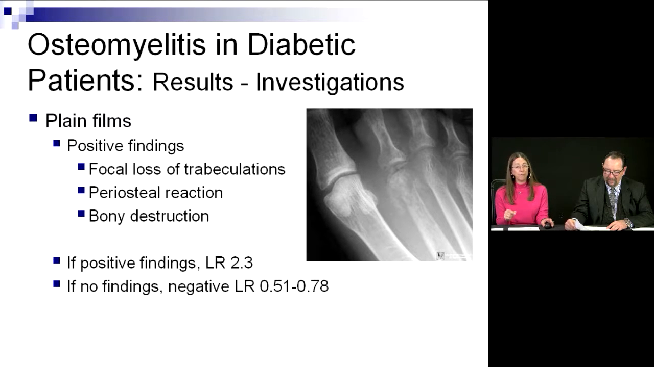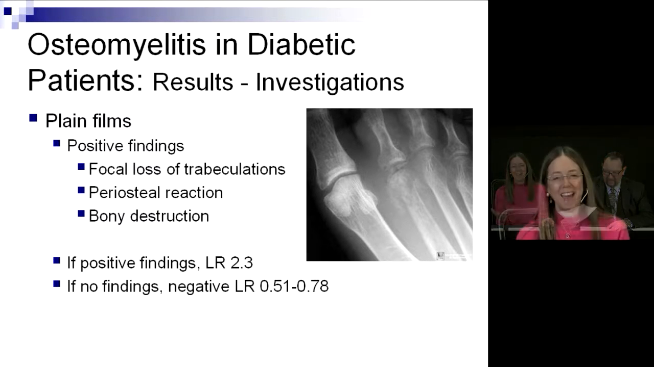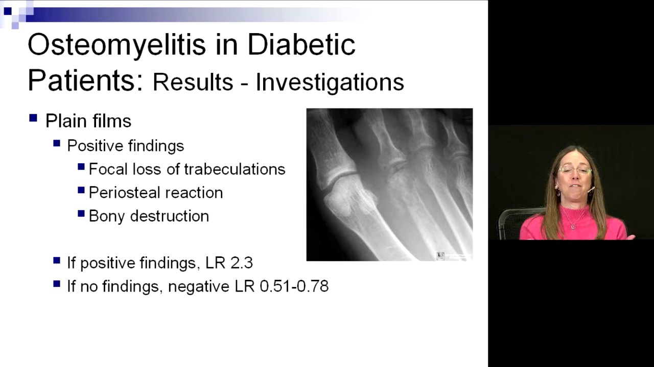Now, films, if they're positive, for a loss of trabeculation, they're missing part of their metatarsal head, you would think that would be a slam dunk. It isn't actually. The positive findings, the likelihood ratio is 2.3, which actually in a diabetic makes sense. They often have a neuropathy as well. They often will have things like Charcot joints, which are not infectious. That's just destruction. And they have vascular problems to the bone, all kinds of things. You would think that, oh gosh, there's a whole piece of bone missing, it must be osteo. Not so much.